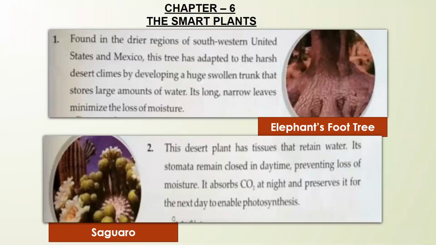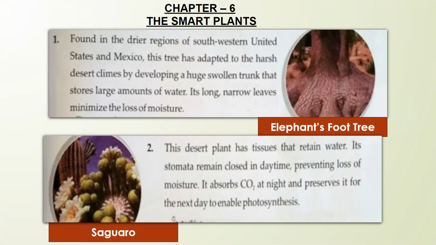Next is chapter 6, the smart plants. In this chapter, you are given some pictures and you have to identify the pictures. In exam also, you will be given either the pictures or some lines based on this. So you have to find out the answer. So read these lines carefully.